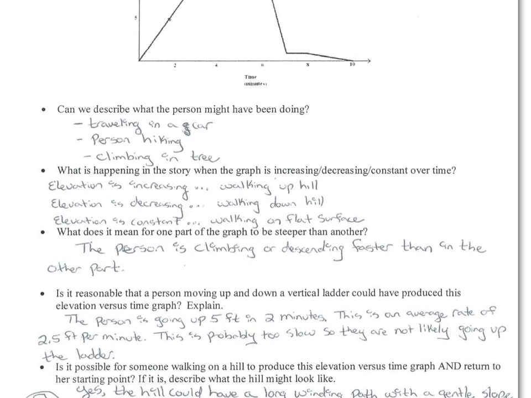So it says the person is going up 5 feet in 2 minutes. That's that 5 feet in 2 minutes mark right there. That's an average rate of 2.5 feet a minute. That's probably too slow, so they're likely not going up the ladder. Possible, but not likely.